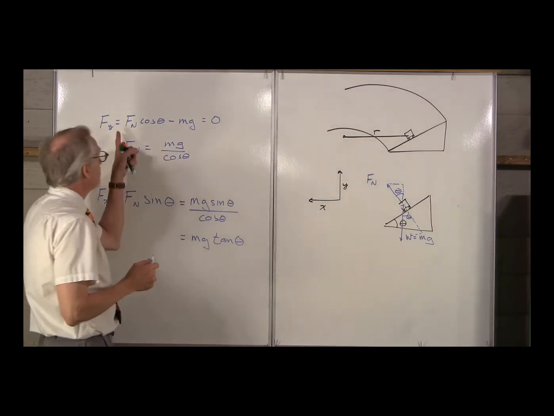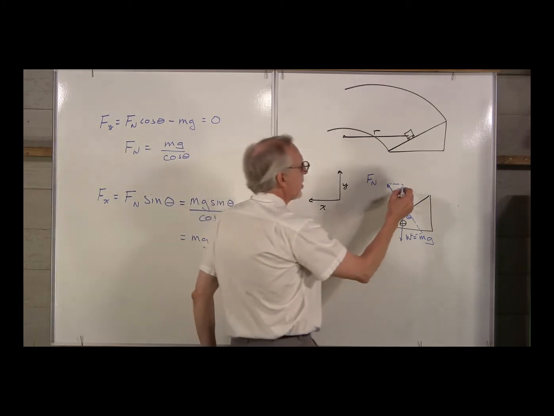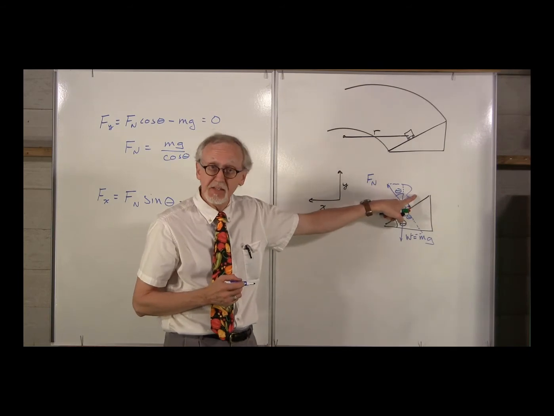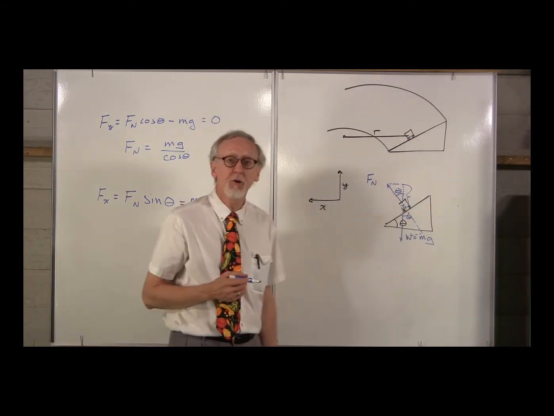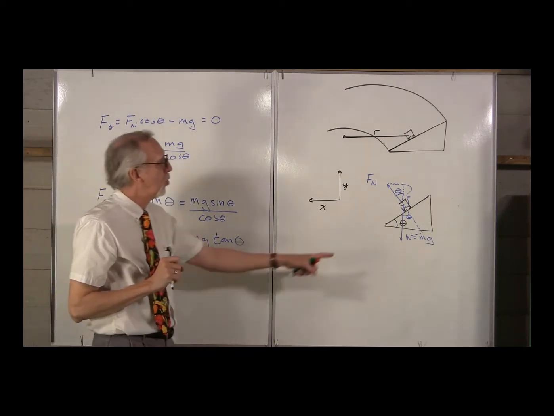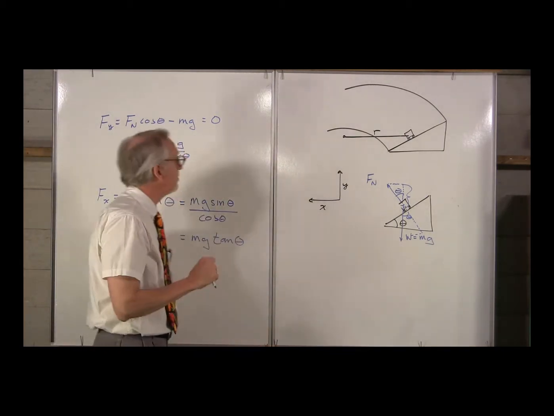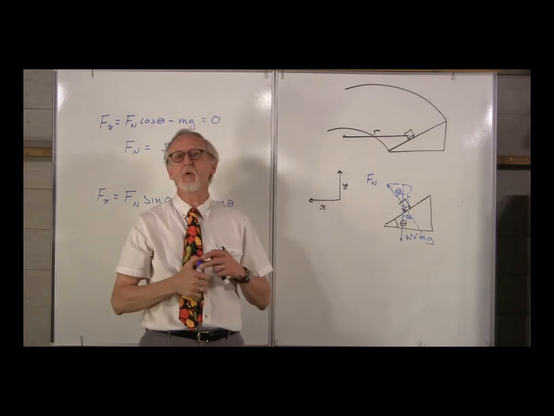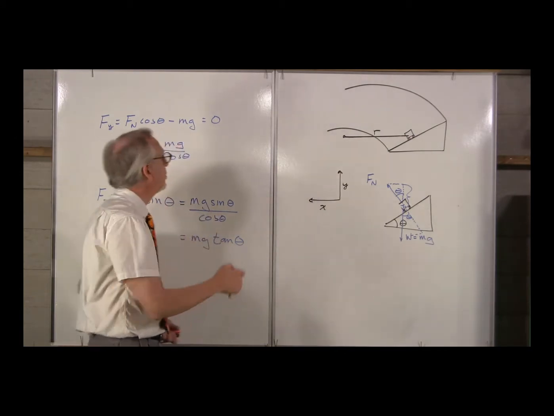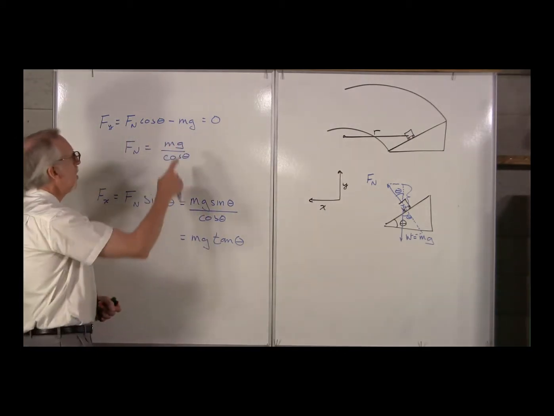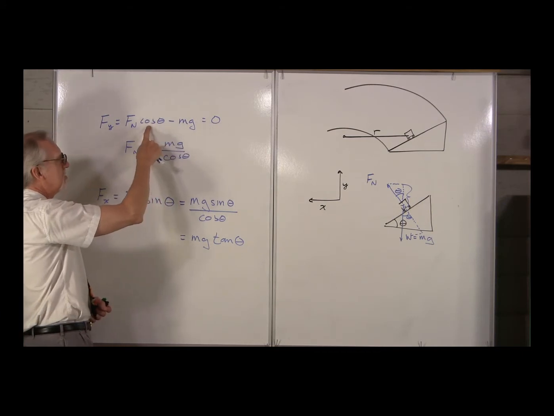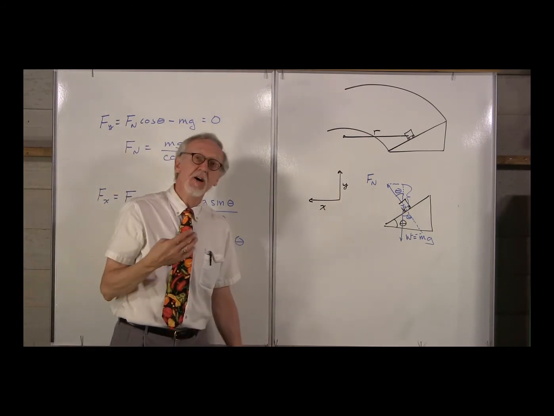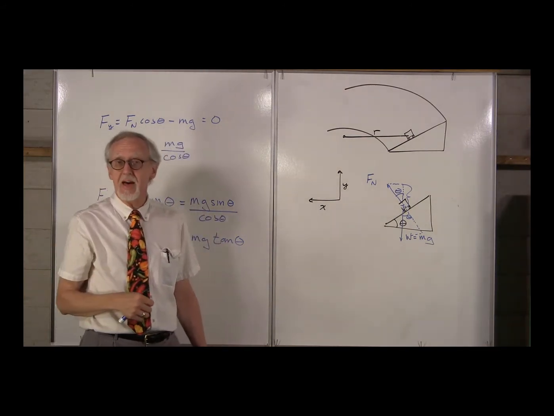our forces in the y direction are then this vertical component of the normal force, which you can see is the side adjacent to theta, so that's going to be Fn cos theta, and the weight in the negative direction, minus mg. And we know there's no acceleration vertically, so that must equal may, and ay is 0, so those must be equal to 0. Bringing the mg to the other side, divide by cos theta, we have that Fn is mg divided by cos theta.